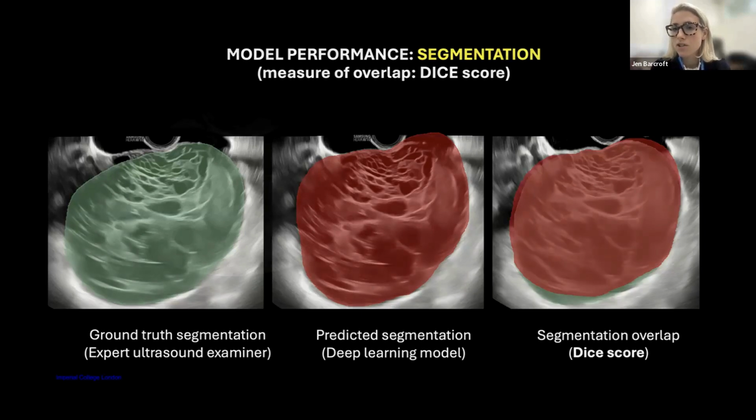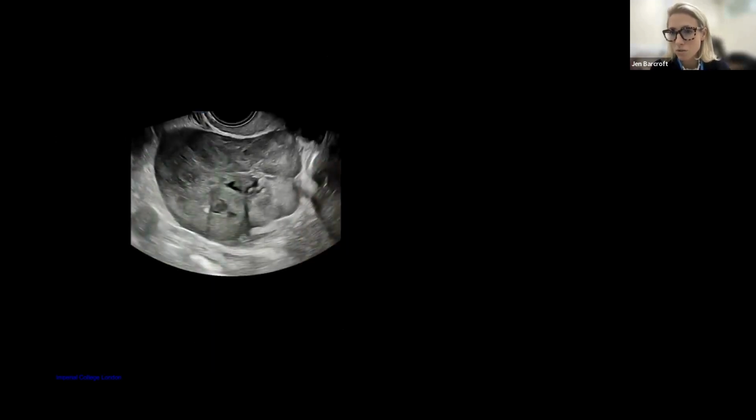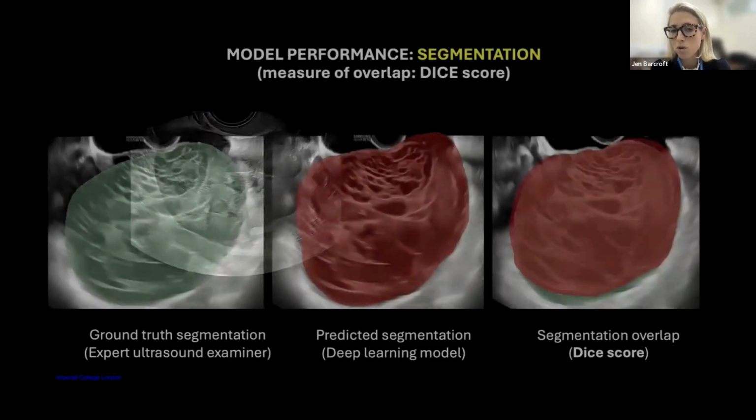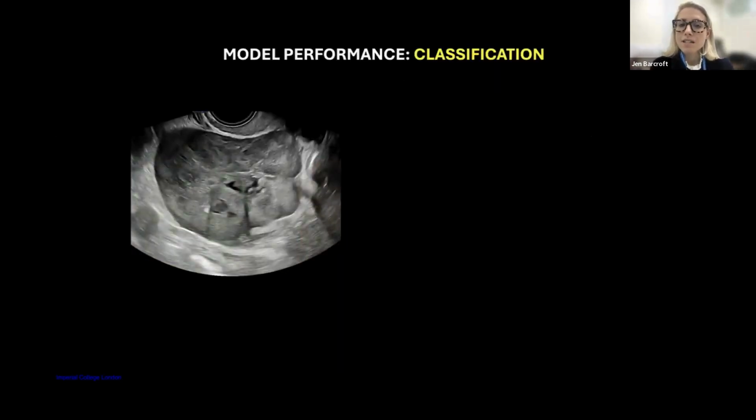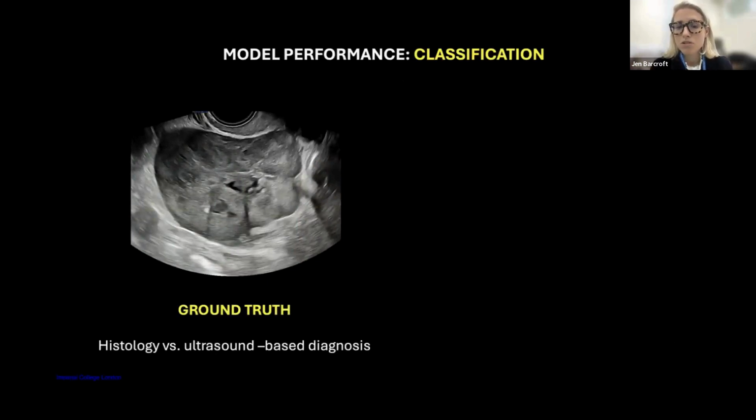So even if you don't have a perfect dice score, i.e. the measure of overlap, which is 1 is perfect, can you still work out if it's a cancer or not on the basis of, say, an automated segmentation pathway, which may not be as good as an expert? So that's the segmentation performance and the metric that we look at.